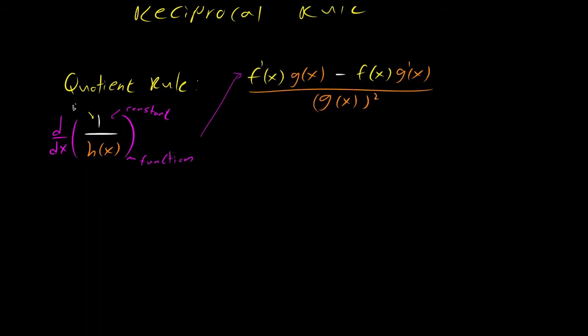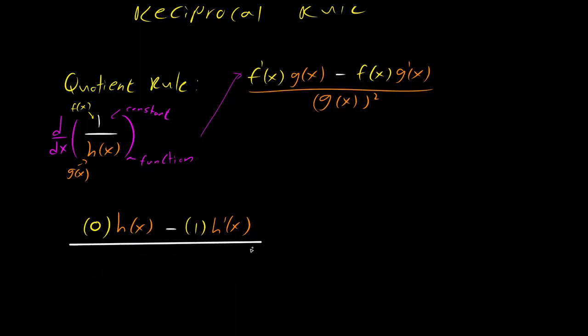So if this is f of x and this is g of x, let's plug this in. So we got f prime of x, the derivative of 1 is 0, so that's the first part, 0, times g of x, which is just h of x, minus f of x, which is just 1, times g prime of x, so the derivative of g of x is just h prime of x, all over h of x squared, since h of x is g of x.